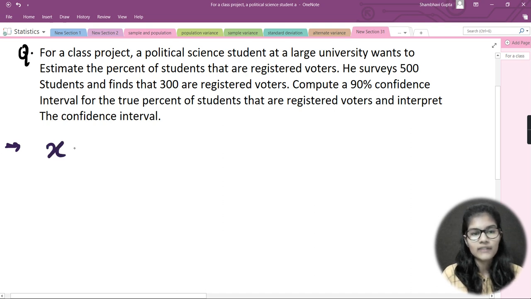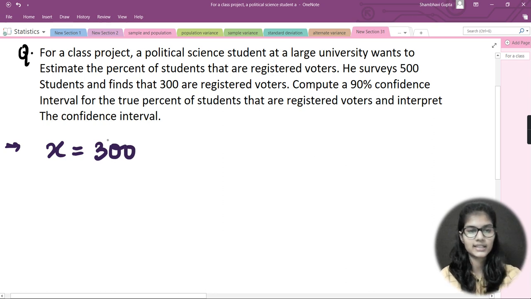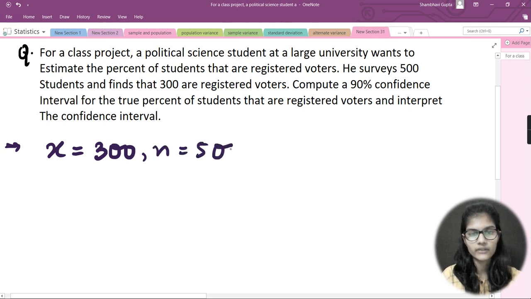Fine. So I have the value for x here, and that is given as 300. The value for n I am having here as 500. So n is basically my total sample that I have, and x is basically the value for the successes, right? And n is basically my sample size.